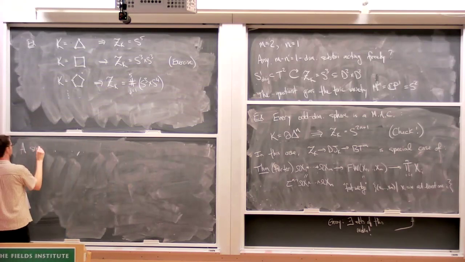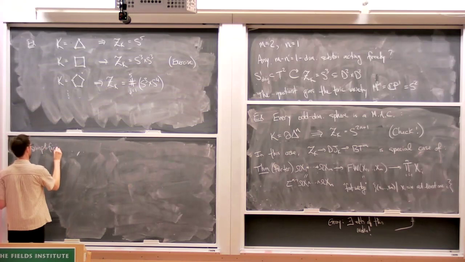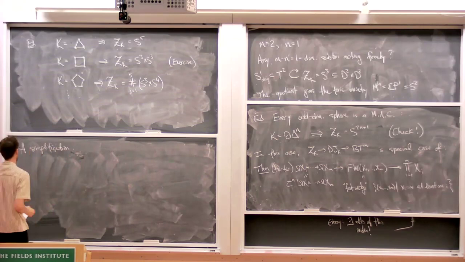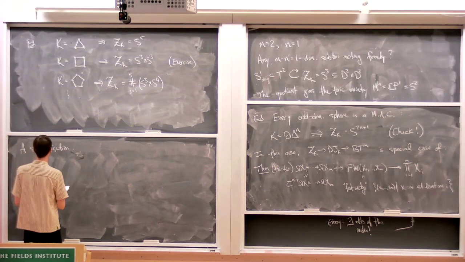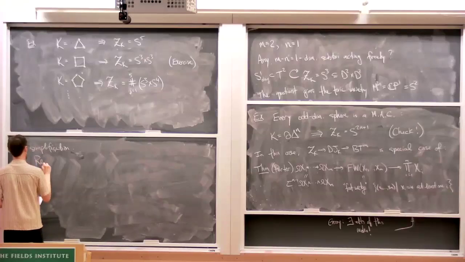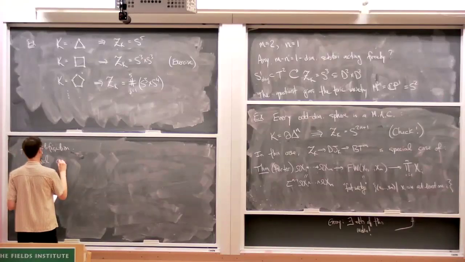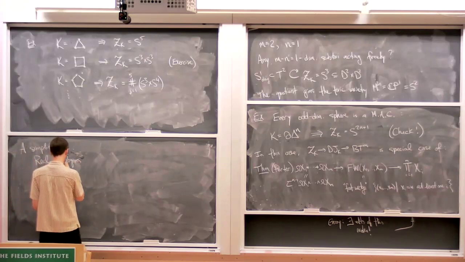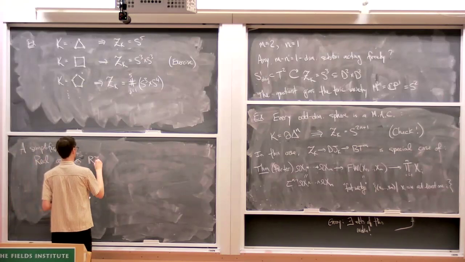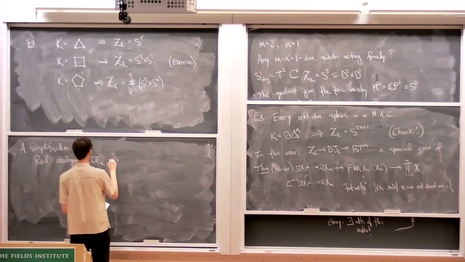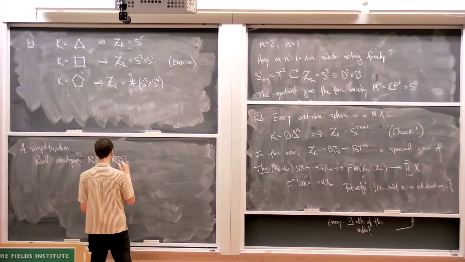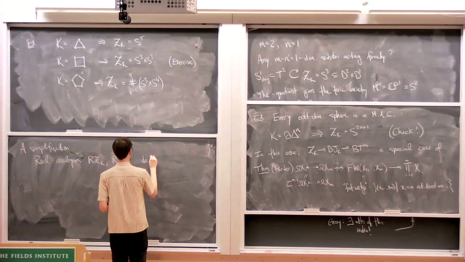So a simplification. You could consider real analogs of all of these spaces we've defined so far. There's something called the real moment angle complex, and the real Davis-Januszkiewicz space, and they're defined exactly as before.